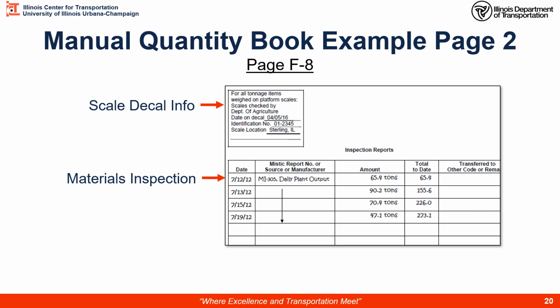Here are the dates of production. We had so many tons of material that were delivered. We keep a running tally to date, and for every so many tons I'm required to have plant reports, tickets, tests, and other QC QA information. I can make sure I'm staying up with the frequency of the testing by looking at the totals that I have over here on the manual quantity book. This side, other than scale decal, is optional for your use only.